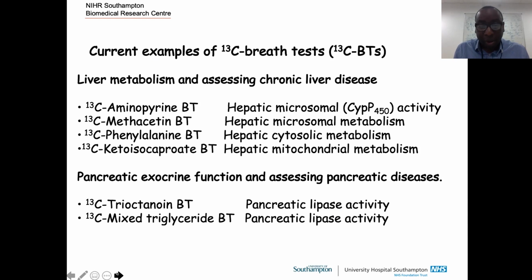Other types of 13C breath tests are also used to look at pancreatic exocrine function, particularly in patients with chronic pancreatitis. The two breath tests that have been used are the 13C trioctanoin breath test and the 13C mixed triglyceride breath test, which is based on pancreatic lipase activity.